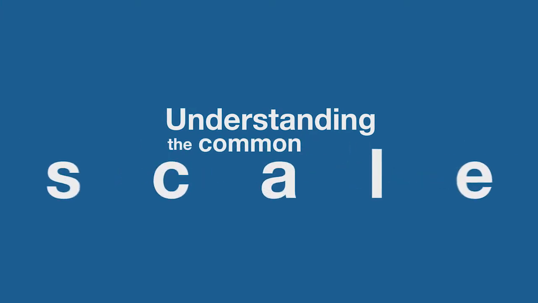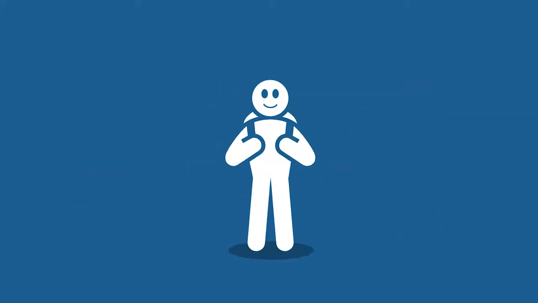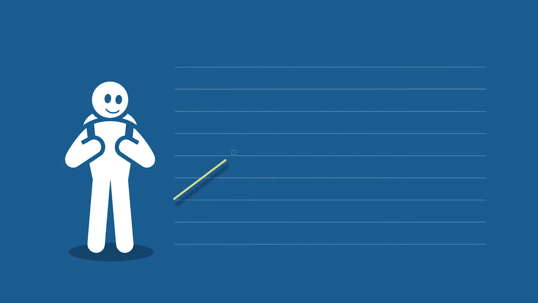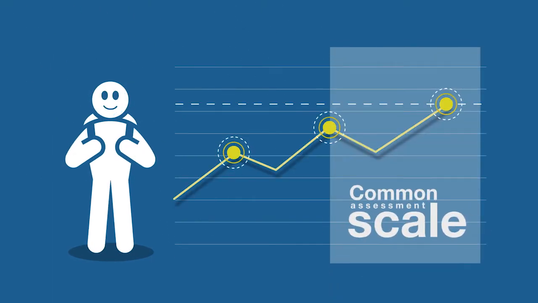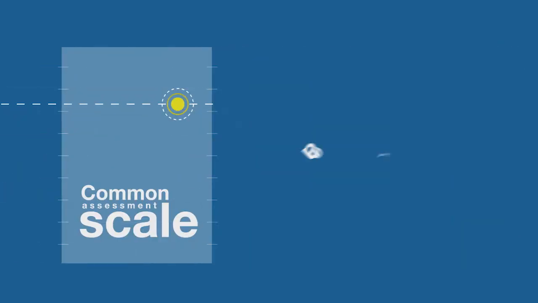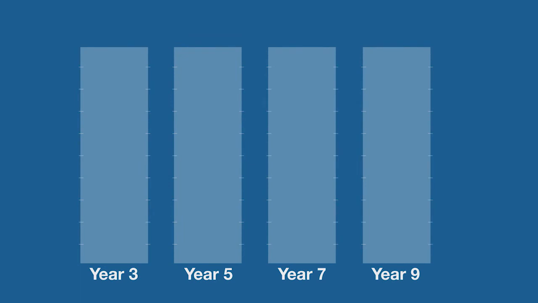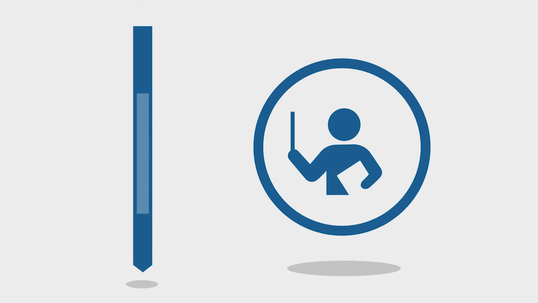Understanding the Common Scale. Each child's achievement is measured against the Common Assessment Scale. This scale continues from Year 3 right through to Year 9, rather than a separate scale for each year. This makes it easier for parents and teachers to identify improvement.